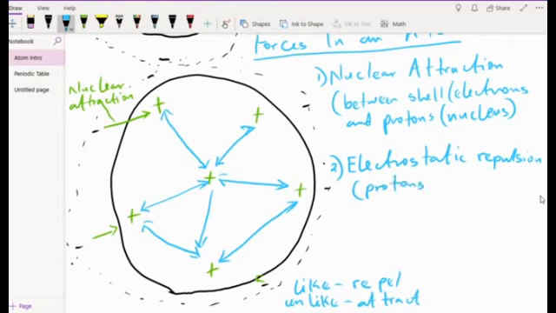And moreover, repulsion also exists between electrons. That's a different story entirely. So you talk about that when you look at the shape of your atom, when you go into the geometry of an atom, but we are not going into that in this video. So protons of atom.